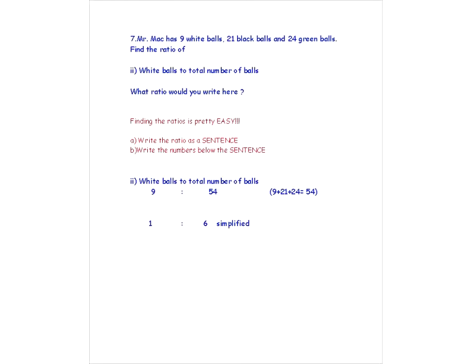So what you're needing to do, the white balls we can get right from the question. The total number of balls, we just add up the green, the black, and the white. And here I'm showing how to do that, and you get 54. So 9 white balls to 54 total balls. And again, if you simplified it, it would be 1 to 6.